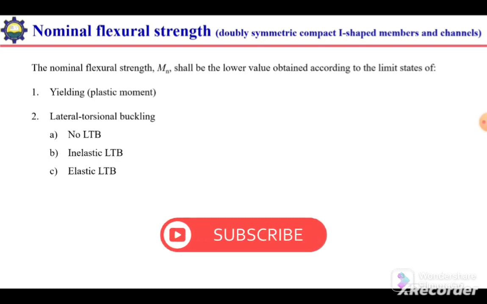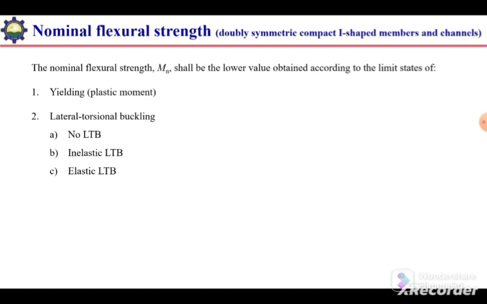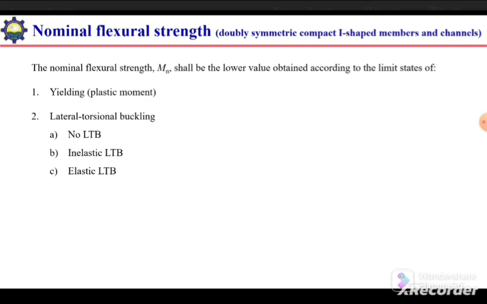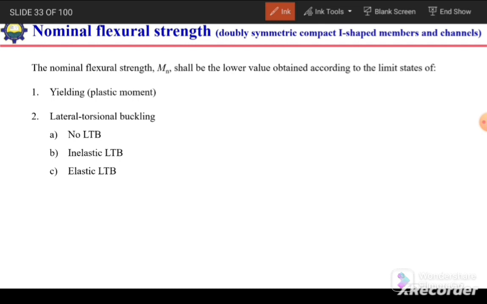Mohammed Tahir. In this video, we are going to discuss the nominal flexural strength for doubly symmetric compact I-shaped members. One thing that we need to understand is that we are only dealing with doubly symmetric, compact I shapes. In the case of compact I shapes, we will have only two types of failure because of flexural loading: yielding of the section or lateral torsional buckling of the beam. There will be no local instability, meaning there will not be any flange local buckling or web local buckling, because the section is a compact section.